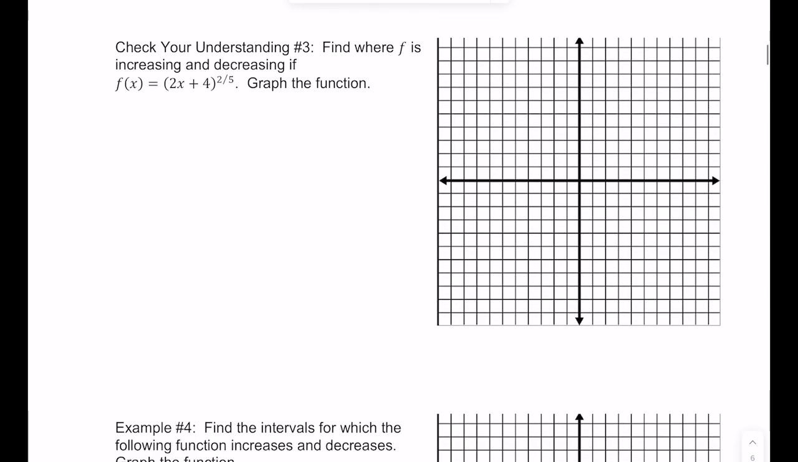Please pause the video and try the next check your understanding on your own, and then you can unpause when you're ready to move on.